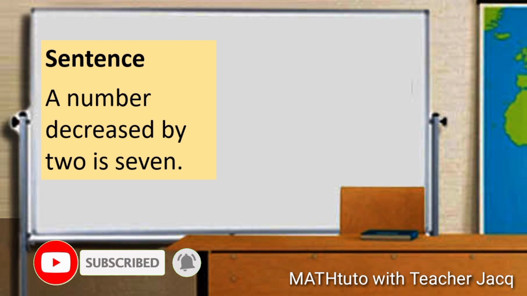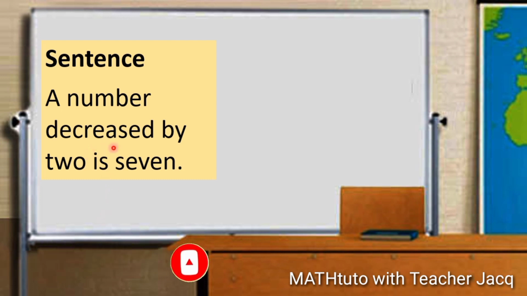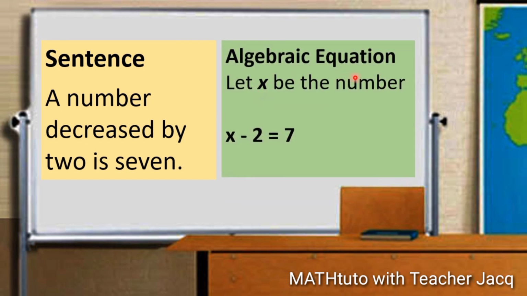Next, we have a number decreased by 2 is 7. So, meron ngayon tayong word na decreased or decreased by, which is associated with minus or subtraction. So, our algebraic equation, we have let x be the number. So, we have x and then yung decreased by, meron tayong minus 2 is equals to 7.